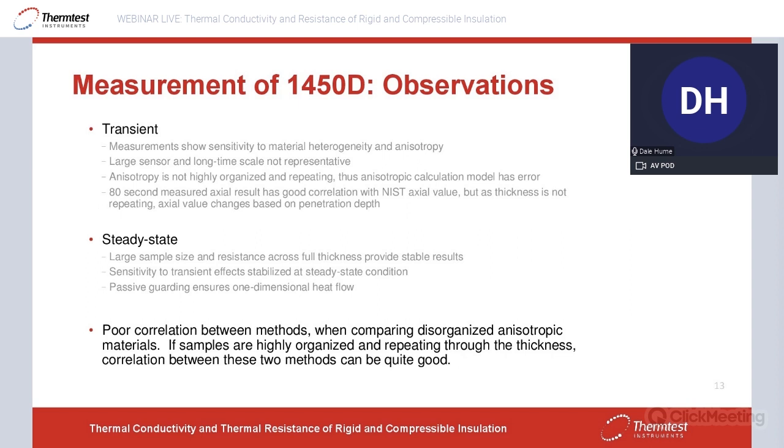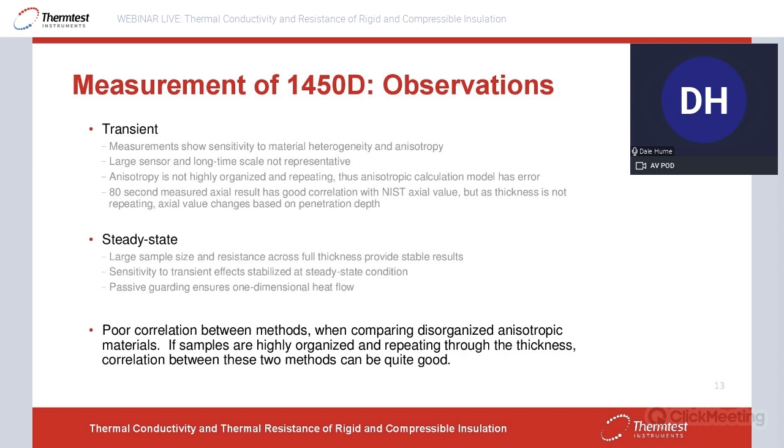If that material is repeating, you would have more or less stable thermal conductivity in those calculations. Steady state, in this case, because of the nature of that sample, it is an advantage to test at a larger sample size. So that's the thickness, you're measuring resistance across that full thickness. Again, the sensitivity to transient effects is stabilized due to the steady state conditions that are met. And that passive guarding, caused by the sample being bigger by a certain factor than the flex sensor, provides passive guarding. So in this case, there's poor correlation because of the disorganized anisotropy of that material.